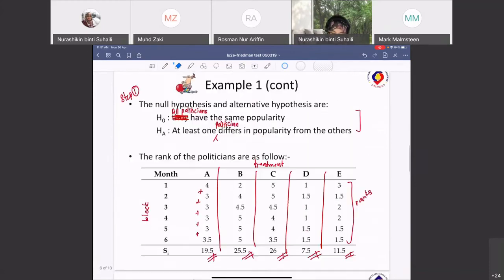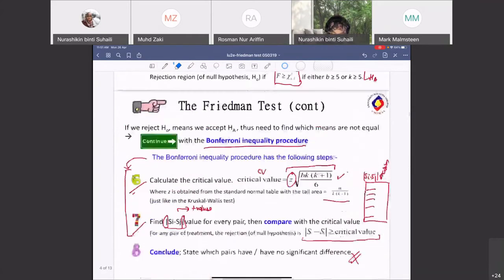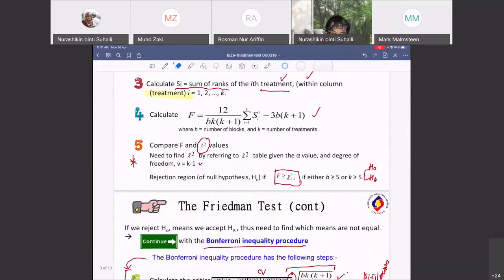Step 4 is to calculate F, right? Calculate the F. So that's the formula.